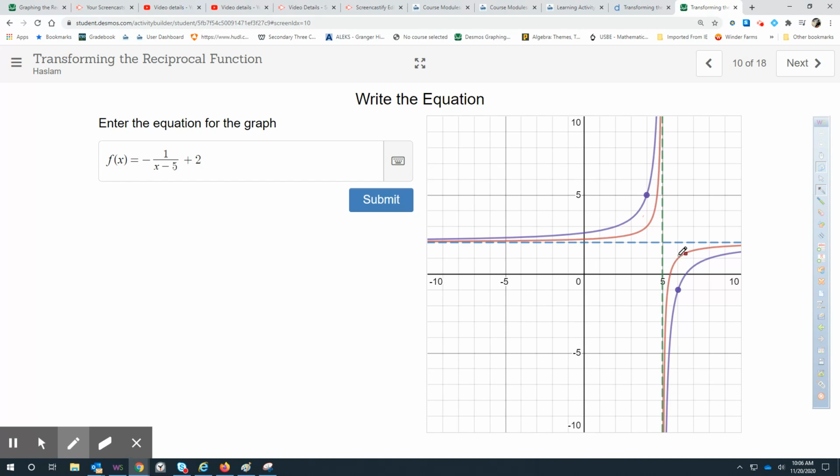So if you look at our anchor points, normally we have an anchor point over 1 and up 1 in each direction.